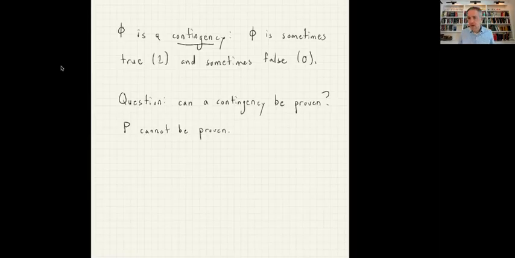Another quick example, let's look at the biconditional P if and only if Q. P if and only if Q can be false because P and Q are assumed to be independent. If P is true and Q is false, the biconditional is false. If P is false and Q is true, the biconditional is false. So that cannot be proven.